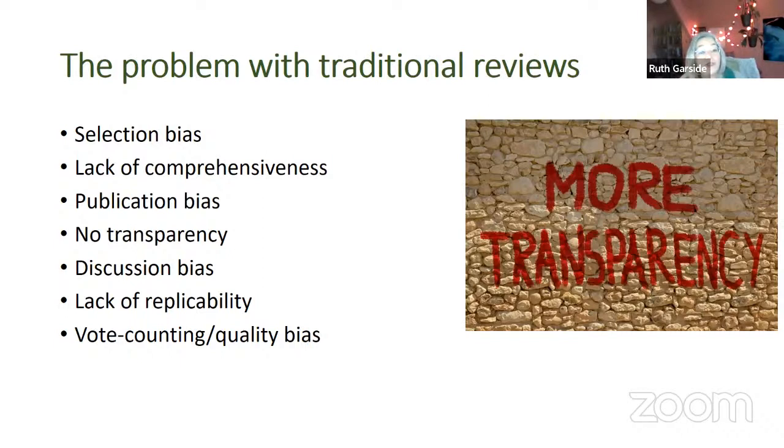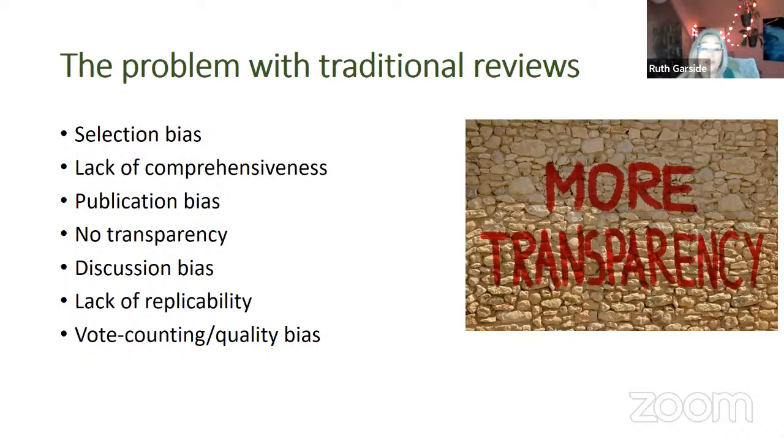Traditional literature reviews also tend to lack transparency, so there isn't necessarily a methods section for these sorts of reviews, which tells you how particular studies have been selected for inclusion in the reviews, and they may not treat all of the studies equally, so you get discussion bias where some studies are given more consideration than others, and we don't necessarily know why. So all of that can add up to a lack of replicability.